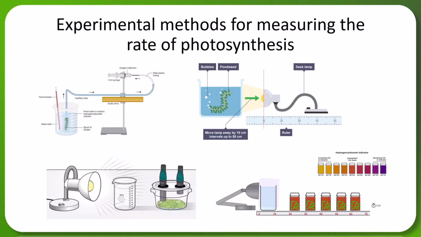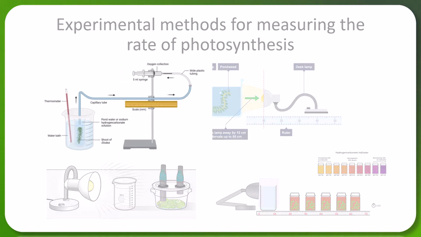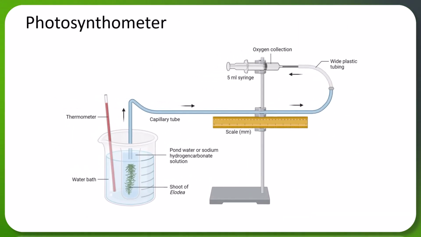So what are some experimental methods that we can use in a lab setting to measure the rate of photosynthesis? The first is a photosynthometer. A photosynthometer is a type of apparatus, or lab setup, that can be used to measure the rate of photosynthesis with various independent variables.